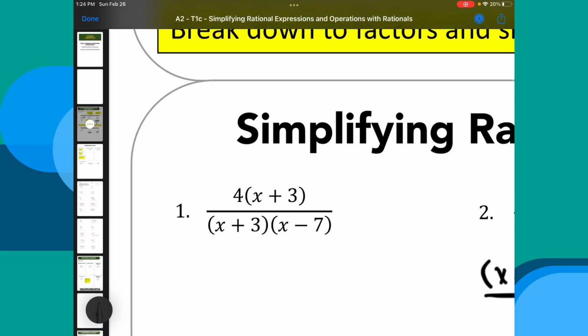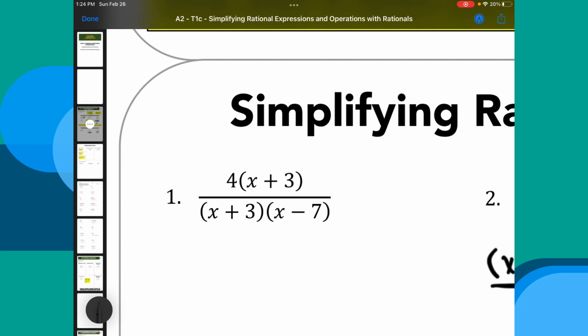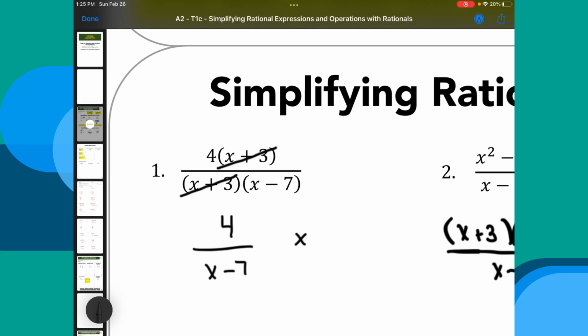All right, let's make it a little bit more complicated. Here we have binomial factors. So we've been working on factoring quadratics and polynomials, and here we're going to do the same thing. This example already has it factored for you. So I have 4 times the factor of x plus 3. This factor is exactly the same as this factor in the denominator, so they can cancel, and I can be left with 4 over x minus 7. Now, we do have to state our restrictions, and x cannot be -3 or 7.